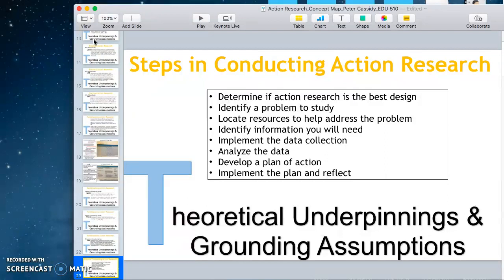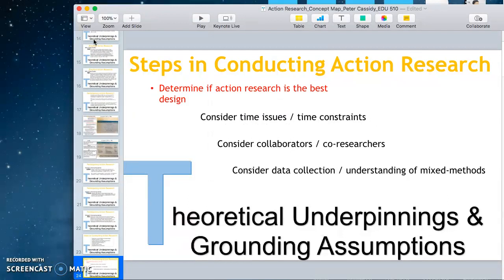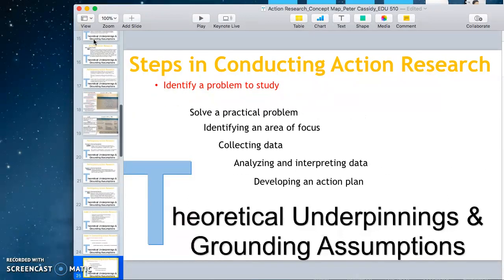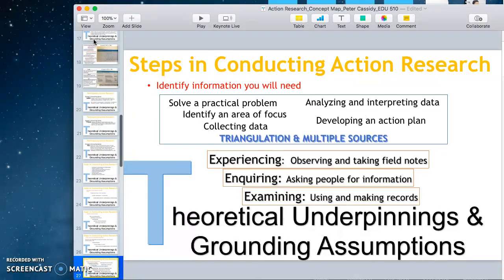This all leads to developing an action plan and implementing it, having it happen in the classroom. And then you can watch and reflect to see if it's working. Is there a solution based on your action plan? Is it emancipatory? Is it helping your students? All right, once again, take a look at these slides.